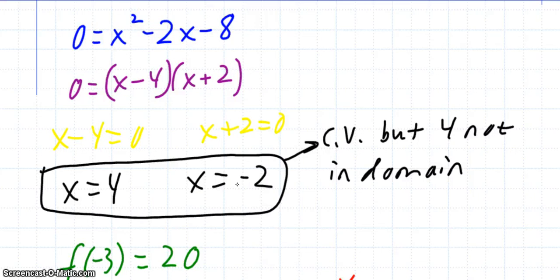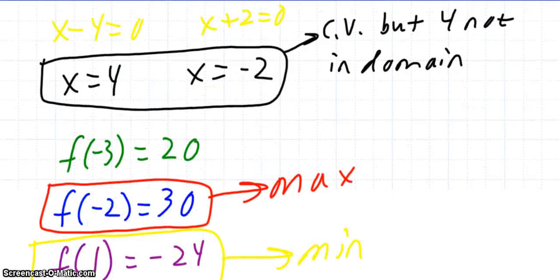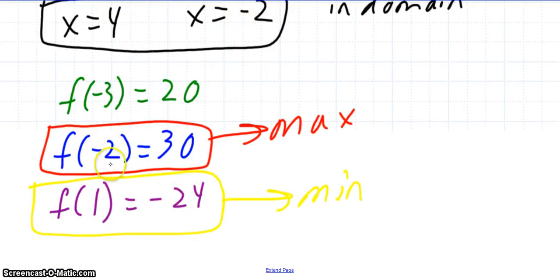So those are my critical values, but notice that 4 is not within my domain, so I'm just going to ignore that value. Now I'm going to use the critical value of -2 as well as the two endpoints to see which is the highest and lowest points. So f of -3 is 20, f of -2 is 30, and f of 1 is -24. So therefore the point (-2, 30) is my maximum, and (1, -24) is the minimum.